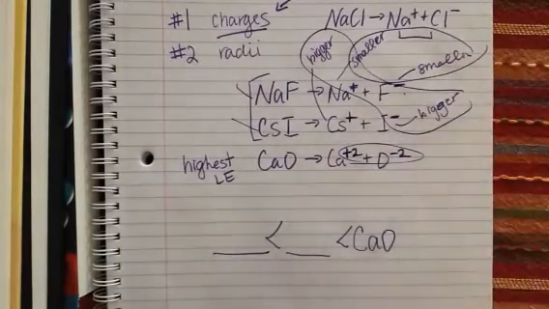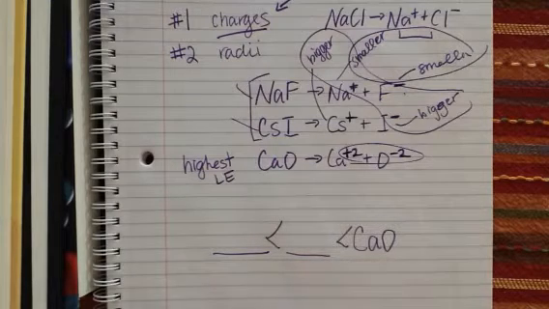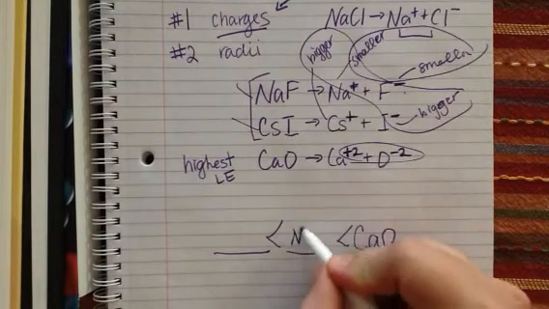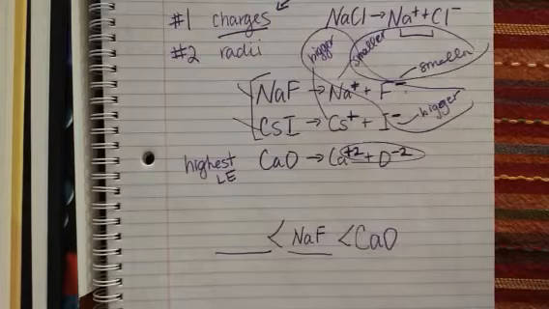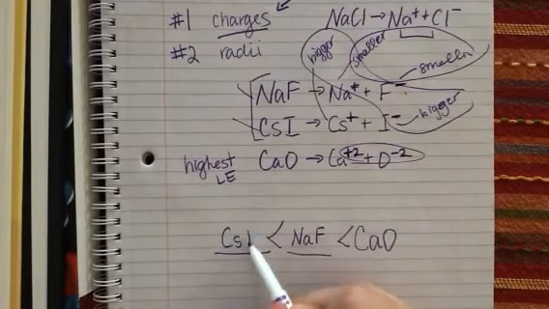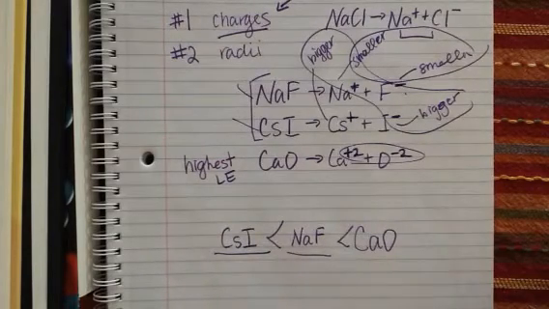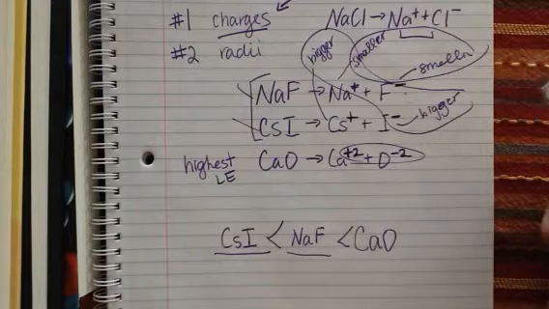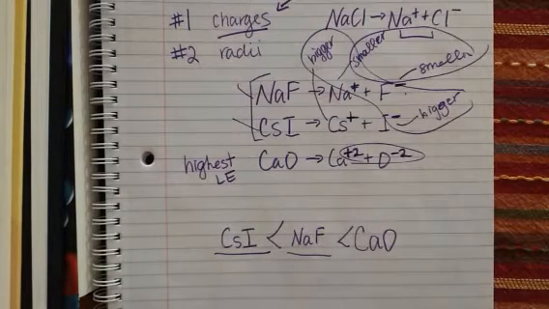So whichever one was smaller, we said was going to have a tighter grip on each other, more nuclear charge. The nucleus holds on to everything harder. We talked about that with ionization energy, all sorts of things. If that nucleus is close to those electrons, it can hold on more tightly. So that's going to be the next hardest one to break up. That's why NaF should be there. And then CsI would be the easiest because it has the smallest difference in charge and it's the larger of the ions. They'll be easier to pull apart.